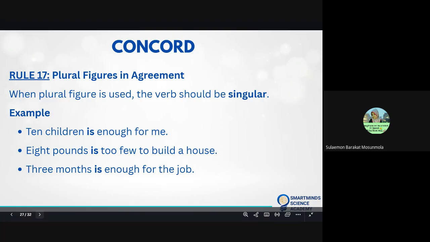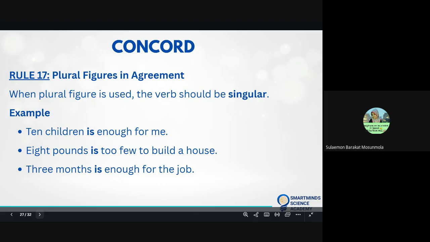So, for example, 10 children is enough for me. I won't say "are enough for me" because I have 10 now. 10 children, that's plural, but the rule says that when you have a plural figure, you should use a singular verb. 10 children is enough for me.